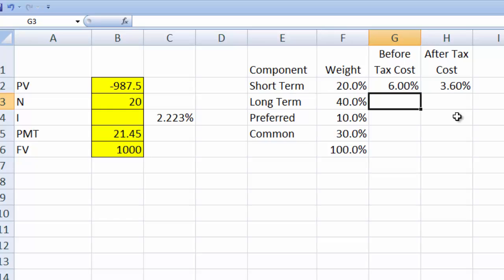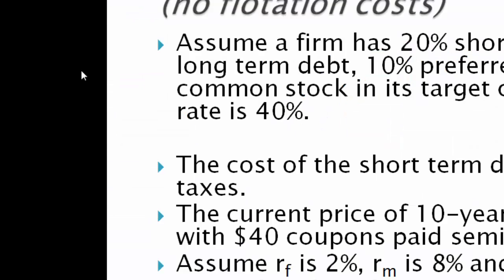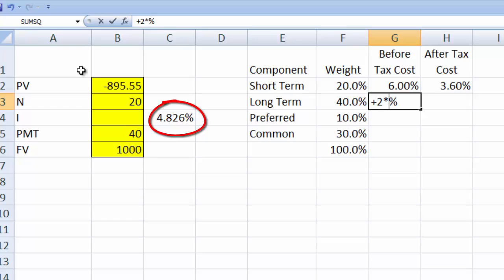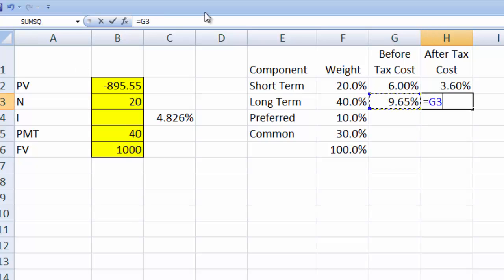We have some other information for the long-term debt. The bonds were priced at $895.95. We've got 20 periods. The payments are $40 each, and the future value is $1,000. So our bonds have a yield to maturity of 4.826% every 6 months. So we're going to multiply that times 2 to get the before-tax cost of it. And then after-tax cost, again, we're going to take that and multiply it times 1 minus the tax rate. So after tax, the long-term debt is costing us 5.79%.